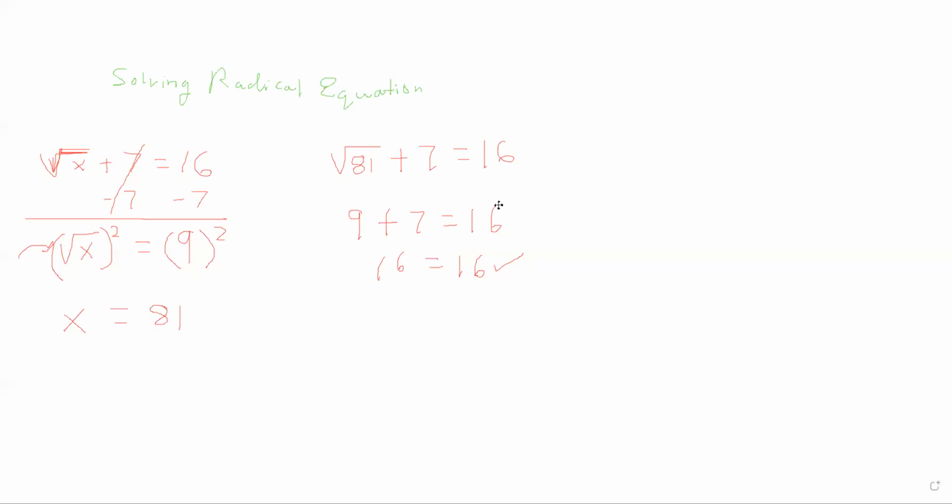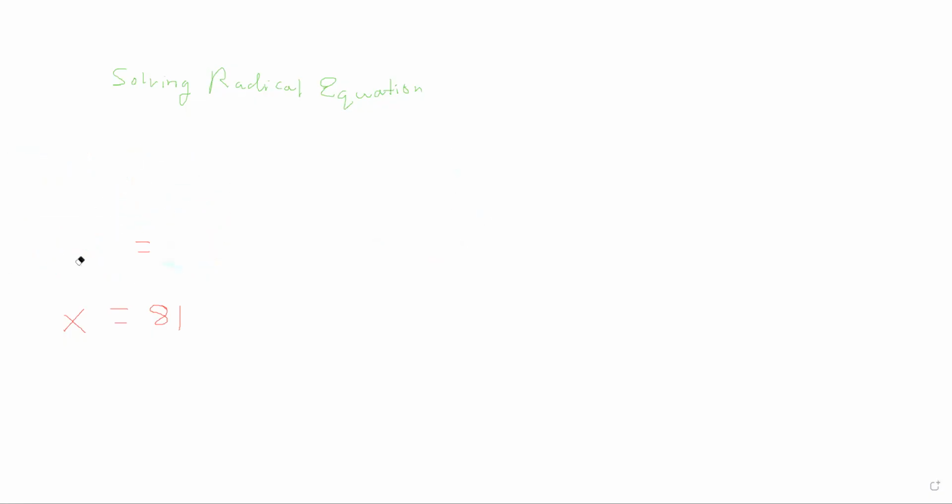Now, here's another example. I'm going to erase this. Another example would be where we have our radicals on both sides of the equation.